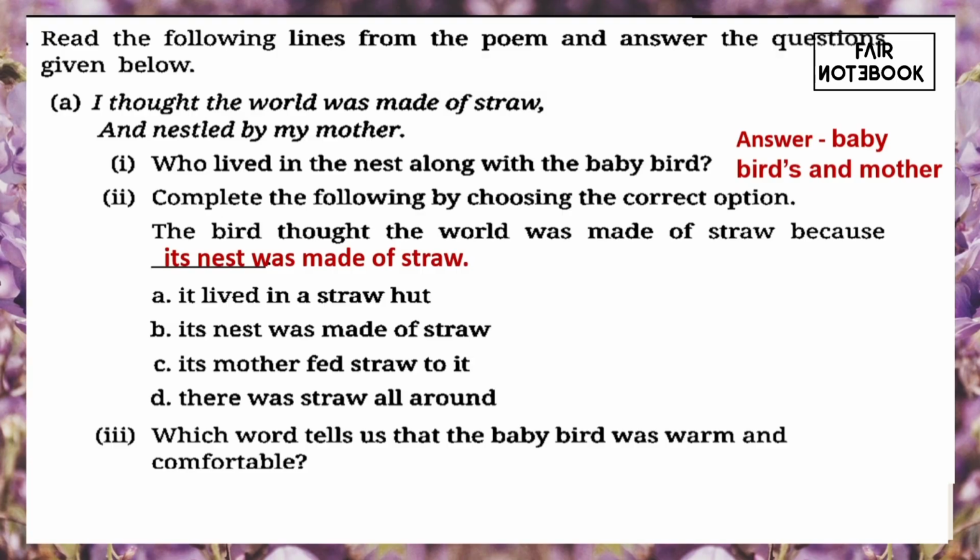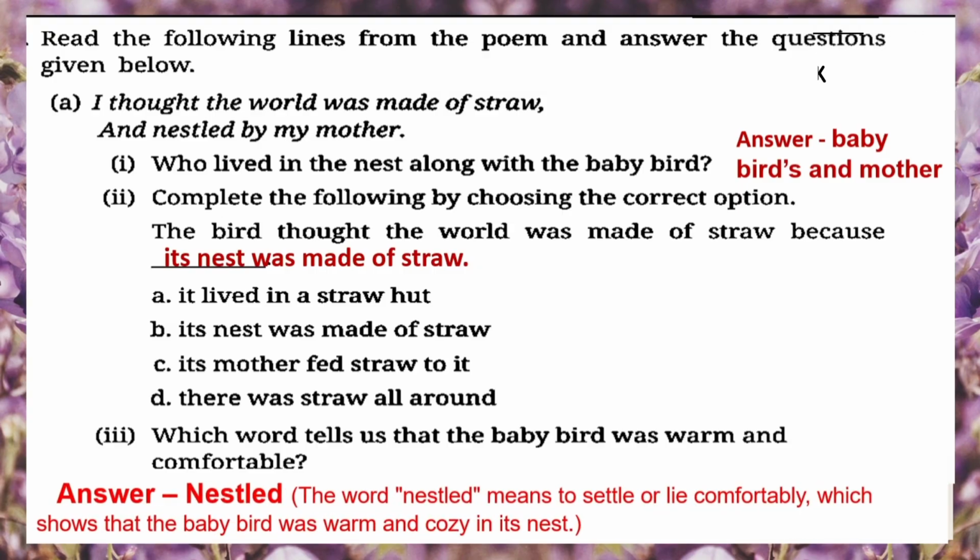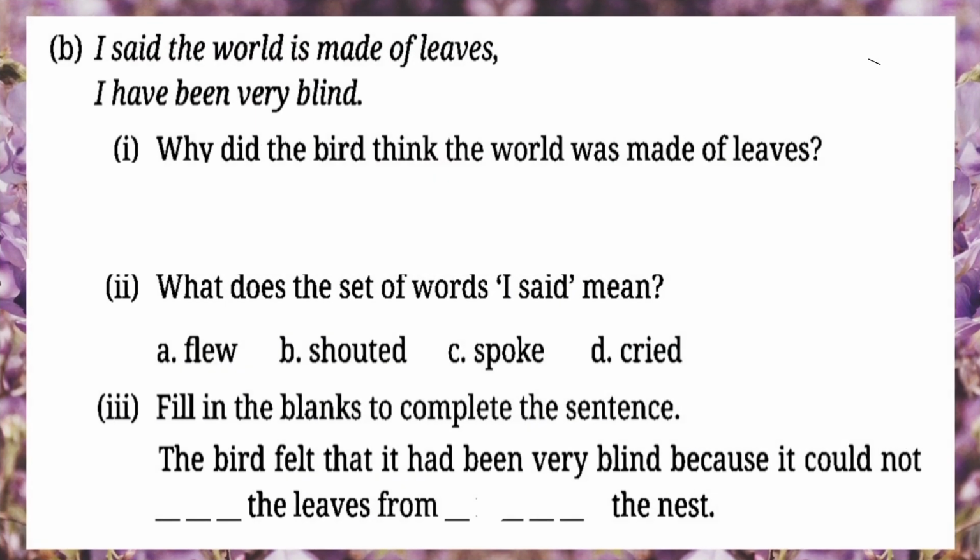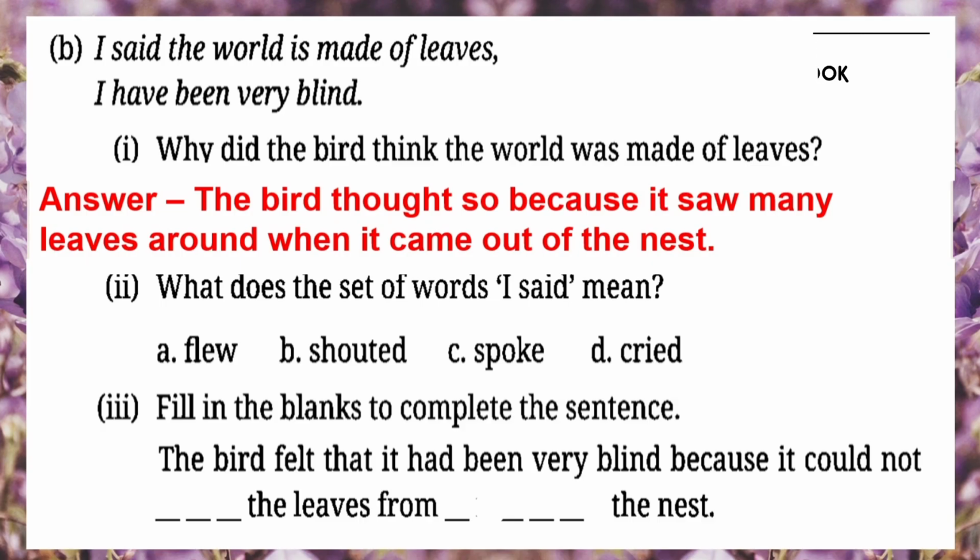Question: which word tells us that the baby bird was warm and comfortable? Answer: nestle. The word nestle means to settle or lie comfortably, which shows that the baby bird was warm and cozy in its nest. I said the world is made of leaves. I have been very blind. Question: why did the bird think the world was made of leaves? Answer: the bird thought so because it saw many leaves around when it came out of the nest.